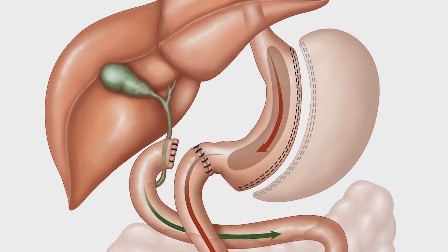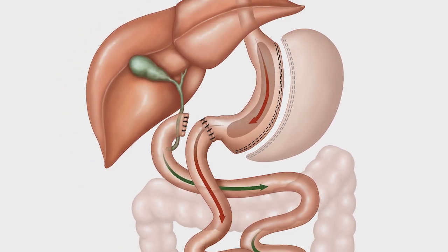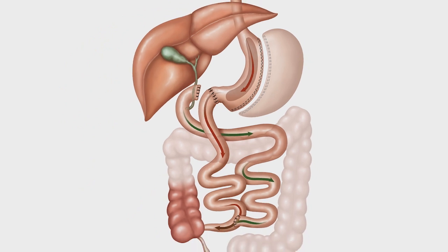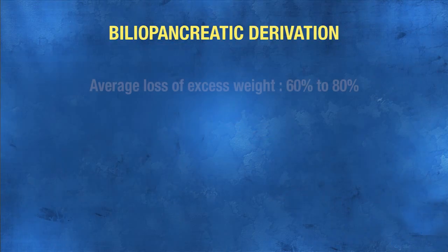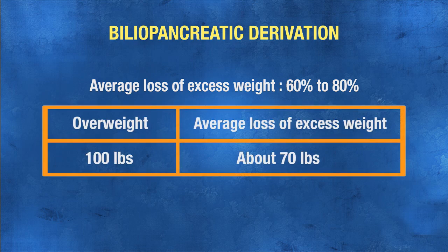New connections are made with the small intestine, and only half of the small intestine is used for passing food, resulting in a reduction in food absorption. This is the malabsorptive aspect and the primary weight loss mechanism in this procedure. This procedure results in maximum weight loss. Following this intervention, you will lose on average from 60% to 80% of your excess weight. If you are overweight by 100 pounds, for example, you will lose about 70 pounds.